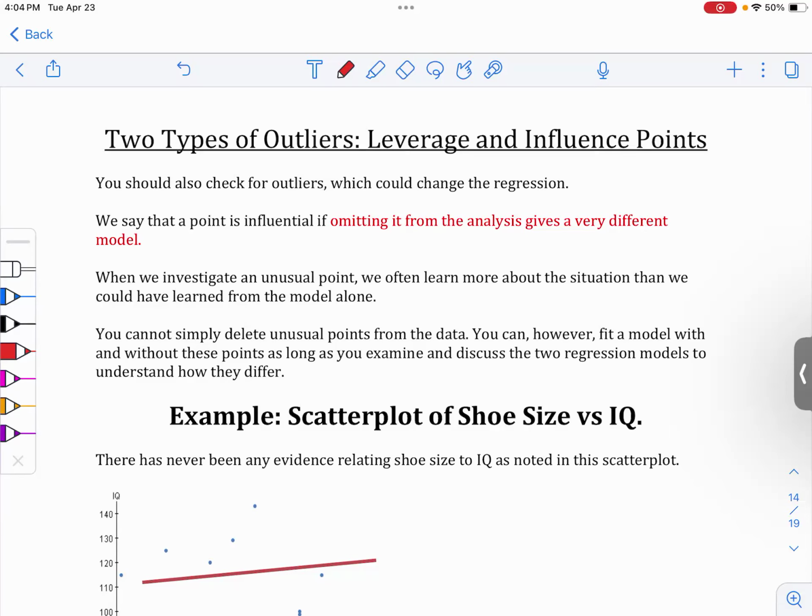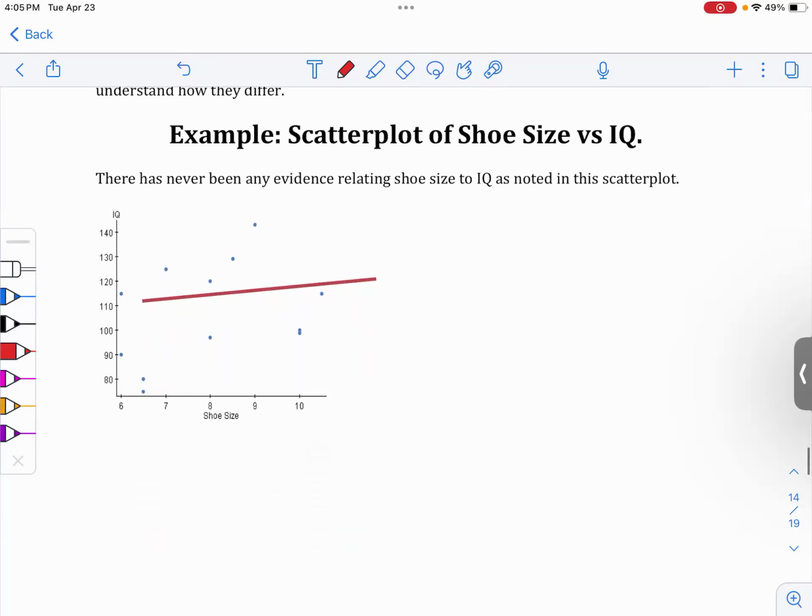There are two types of outliers that need identification: leverage points and influence points. Now, only one of these, the influence point, is the troublesome type of outlier. A leverage point is just an outlier that has a very, very high X value, but still falls on the line. An influence point is exactly what it sounds like. It influences the data. And oftentimes, it determines the data in its entirety, adjusting the regression because of that point. Let's look at an example to discuss this.